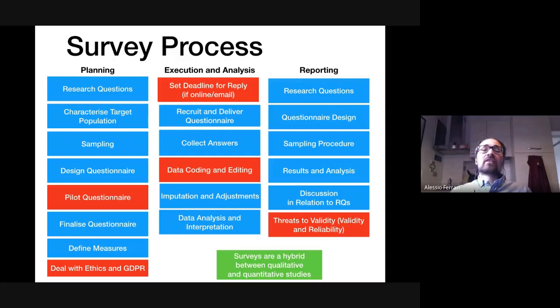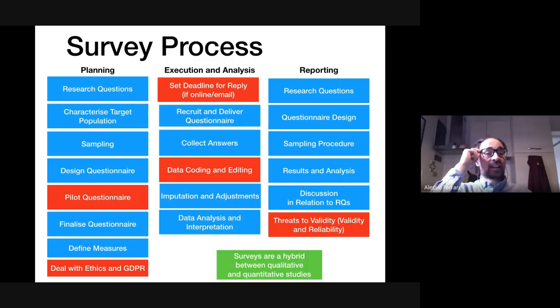This is the general process for a survey, which is made of planning, execution, analysis, and reporting. As said, please always remember that surveys are a hybrid between qualitative and quantitative studies, and you will see these hybrid aspects throughout the presentation. As usual, we start with research questions that are derived from some form of theory. So we start from a theory and then we derive research questions.